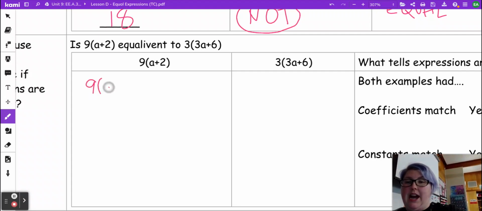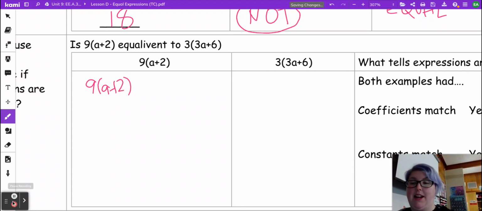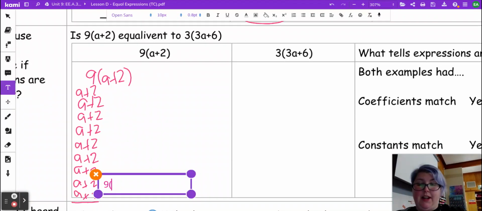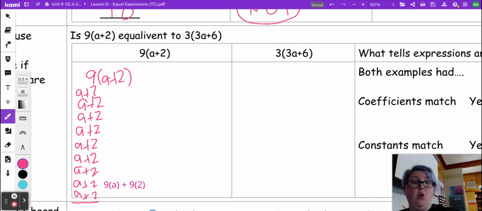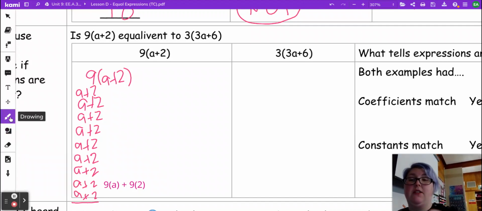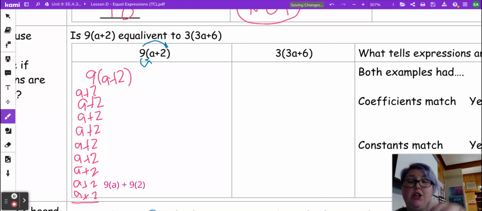So we know that 9 times the quantity A plus 2 is the same as A plus 2, nine times. So when you add all of these up, you have 9 A's plus you also have 9 2's. We can also use the distributive property. So remember, we are going to distribute. We are going to give the 9 to everybody on the inside. Now, when you do this, you need to write down exactly each step.